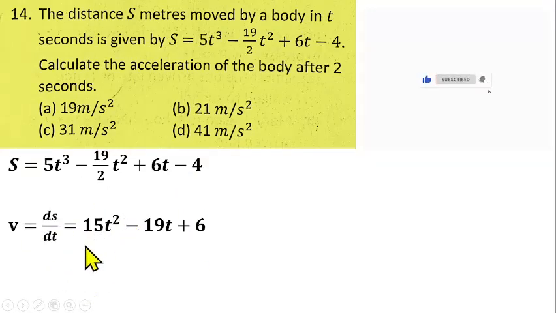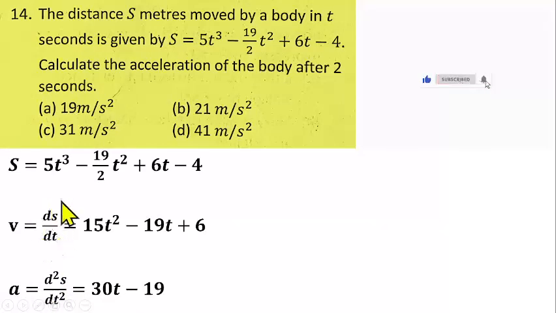If I differentiate again, that gives us acceleration. That means I'm differentiating the velocity with respect to time, so dv/dt will give us acceleration. Acceleration is the same thing as d squared s over dt squared. That means I've differentiated twice, and this is what we call a higher derivative. So 2 comes down, which gives us 30t. Then if I differentiate minus 19t, that gives us minus 19. So this is the acceleration, but at 2 seconds.